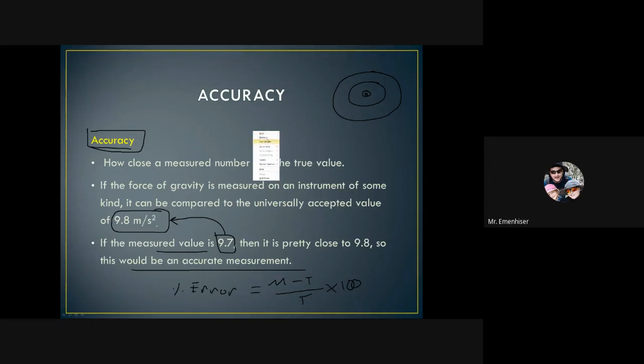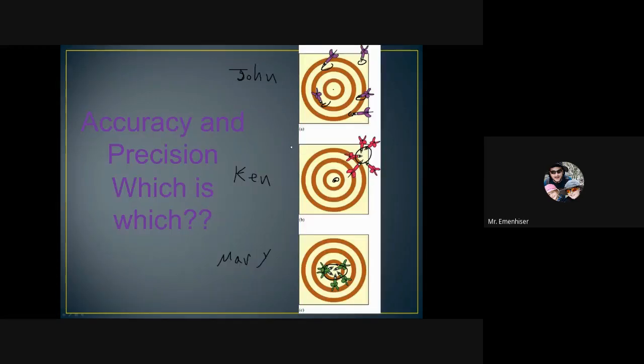So let's go back to our pictures. Ooh, I still got my drawings on here. So who was accurate? John did not hit bullseye. He was not accurate. He had too much to drink. Not accurate. Okay. He needs to practice. Now, Ken was not accurate. He did not hit bullseye.